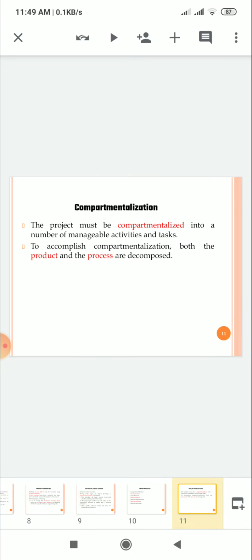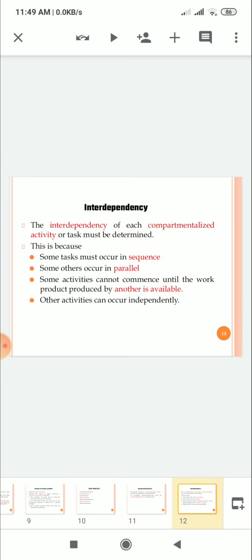What do you mean by compartmentalization? The project must be compartmentalized into a number of manageable activities and tasks. To accomplish compartmentalization, both the product and process are decomposed. What do you mean by interdependency? The interdependency of each compartmentalized activity or task must be determined. This is because some tasks must occur in sequence, some others occur in parallel, some activities cannot commence until the work product produced by another is available, and other activities can occur independently.